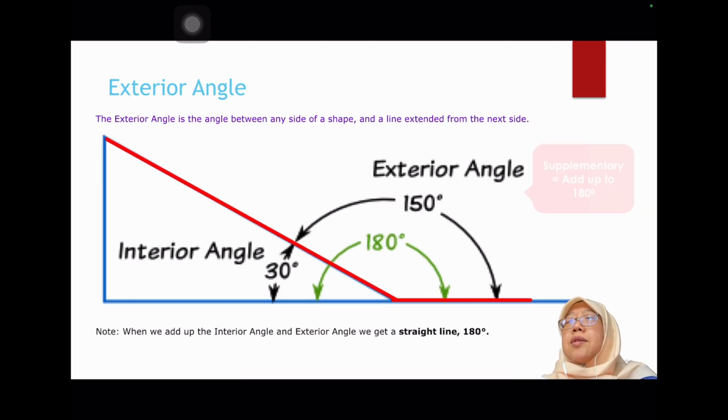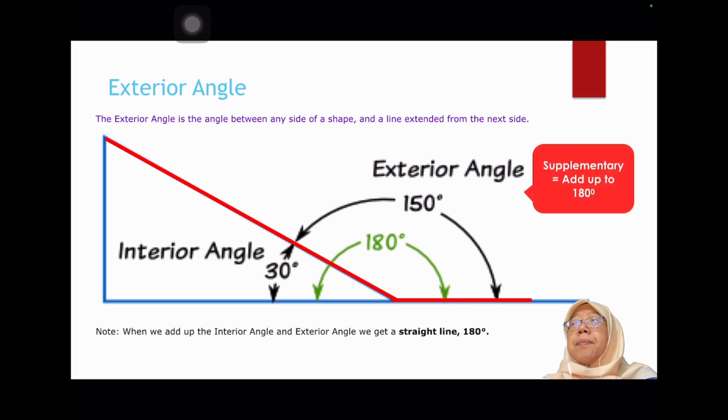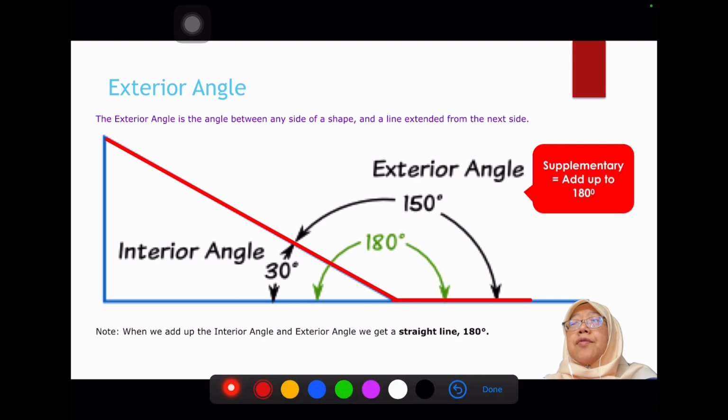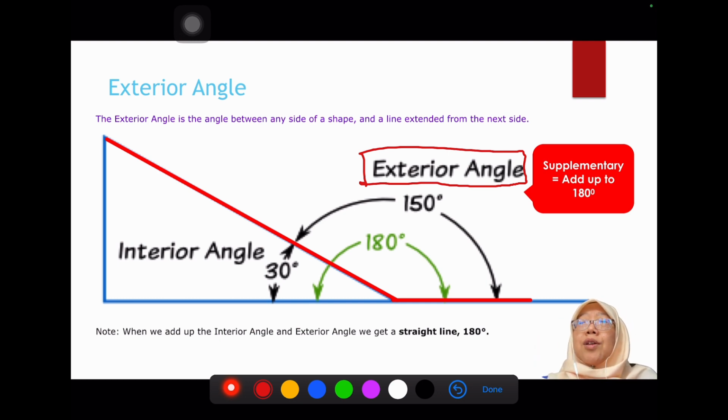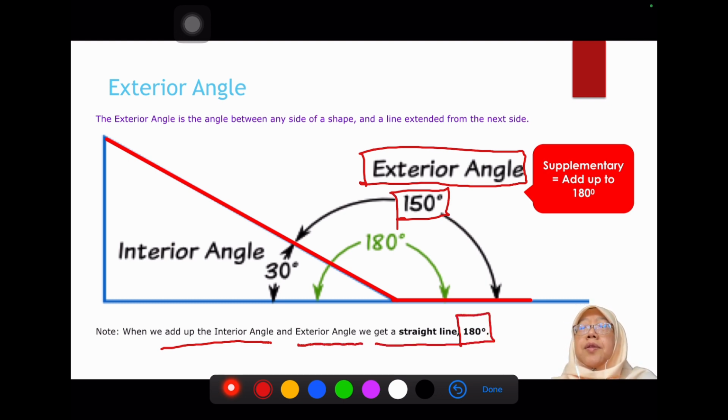Exterior angle. When it is exterior angle, we are looking at the part where it is 150 degrees. Normally they will tell you which one is exterior and which one is interior. If not, you name it yourself, because normally the bigger one will be the exterior. So this is 150 degrees. When we add up the interior angle and exterior angle, we get a straight line of 180 degrees.